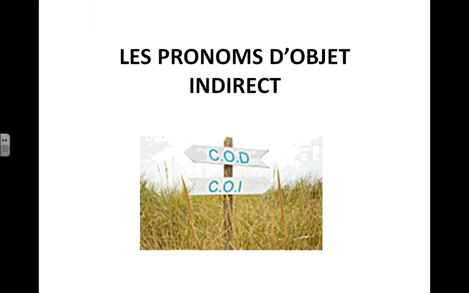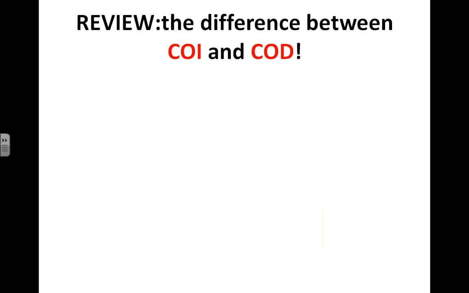Okay, today we will explore a new topic, les pronoms d'objet indirect, which basically is the opposite of les pronoms d'objet direct. We did those ones first, and now we're going ahead and doing the indirect. That's COI. The acronym for the pronom d'objet indirect will be COI. Let's review first what is the difference between COI, complément d'objet indirect, and COD, complément d'objet direct.